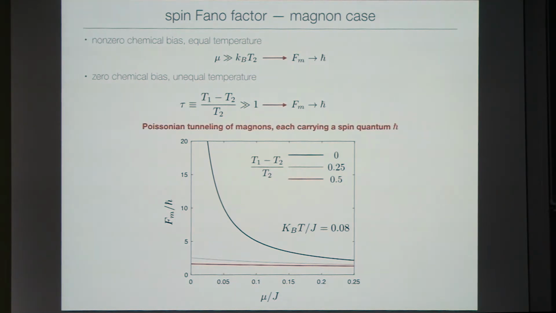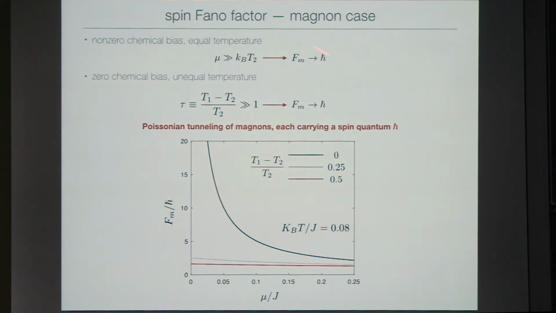But now let's say we apply no chemical bias, so the chemical potentials of the two magnon systems are the same, but then we apply a thermal bias. If this dimensionless thermal bias, T1 minus T2 divided by T2, is much greater than 1, you can also push this system toward this Schottky limit. Basically, you can also induce this kind of stochastic tunneling of magnons, completely uncorrelated, by applying a strong thermal bias as well. And so you can get F going to H bar.